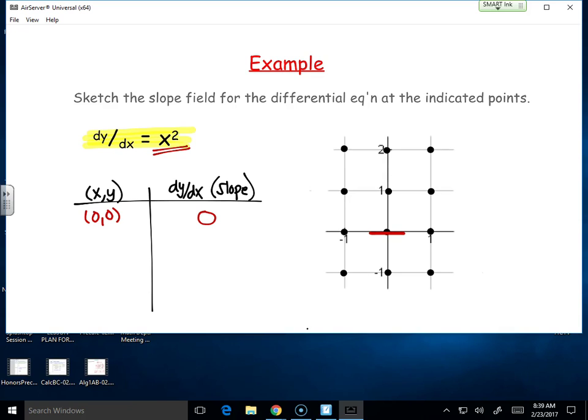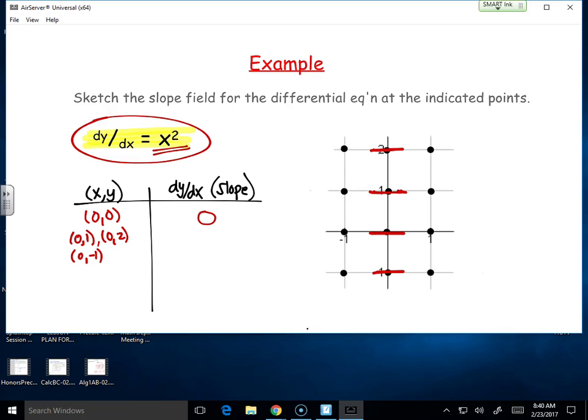Can anybody tell who else is going to have a slope of 0? Isn't it any place where the x's are 0? So wouldn't that work for also 0, 1, 0, 2, 0, negative 1, and 0, negative 2? Oh, we don't even have 0, negative 2. Sorry. We're going to have flats everywhere where x is 0. Why? Because the differential equation is only dependent on x. So if we know the x, sweet. Every point for which x is equal to 0, the slopes are 0.